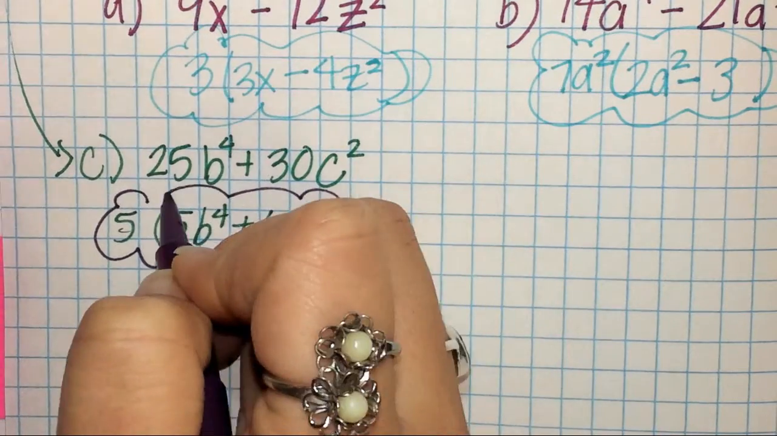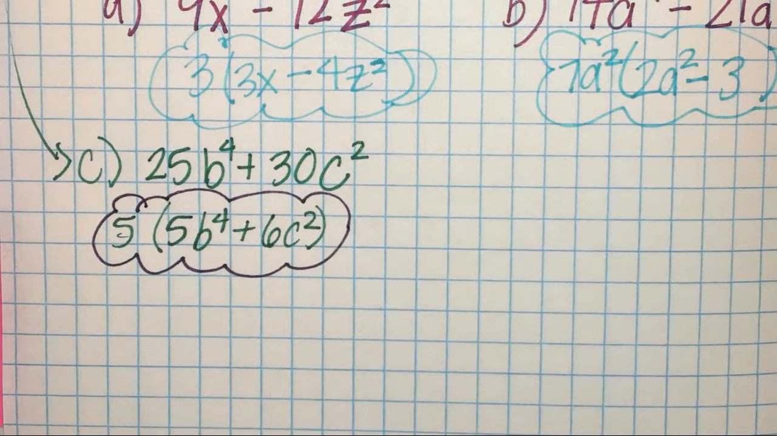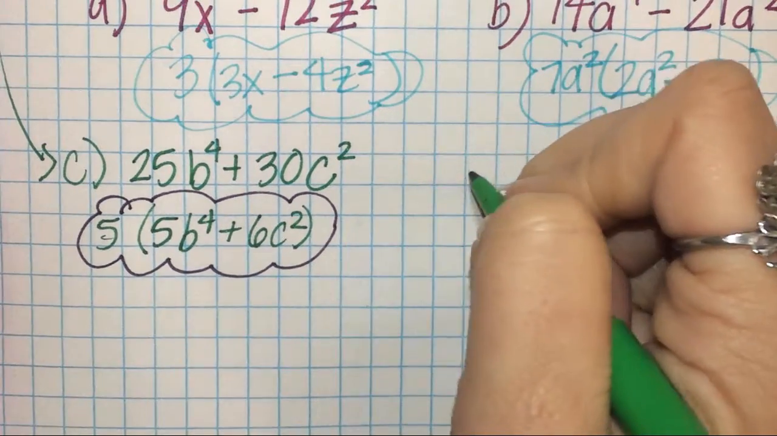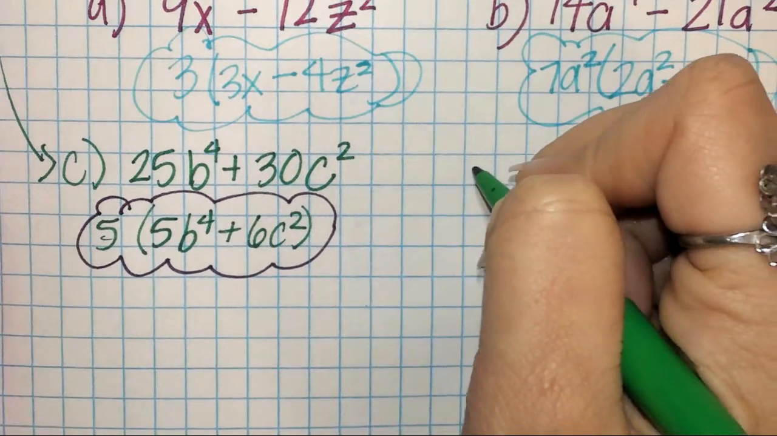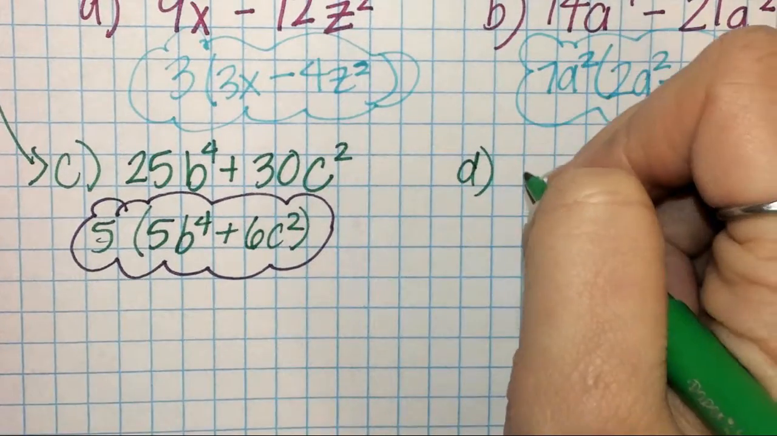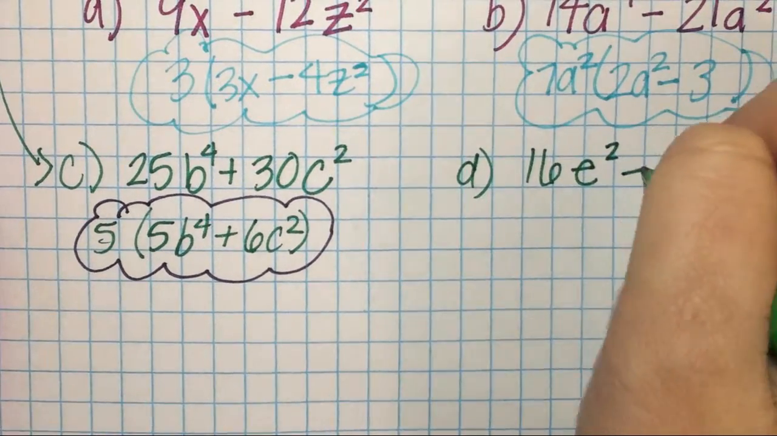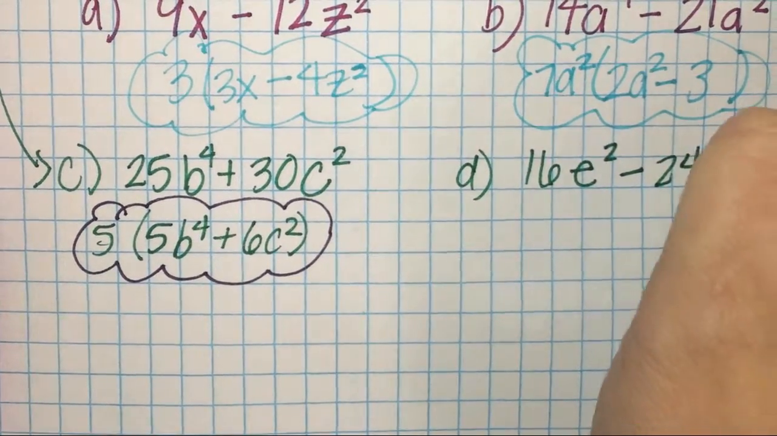So everybody remember that lesson from Friday. Alright. Do you want to try one like this without me real quick? Just to be safe? Okay. Let's do 16e squared minus 24f.